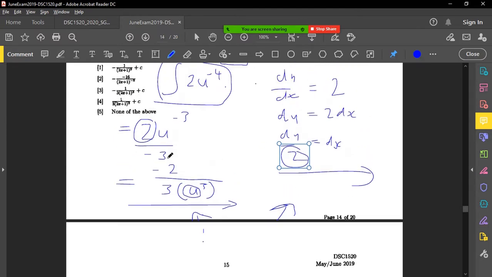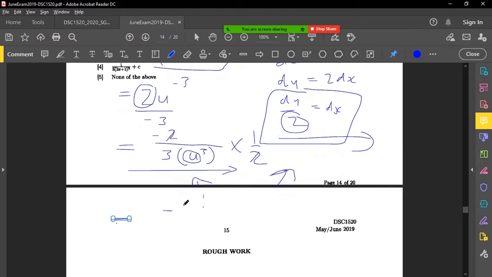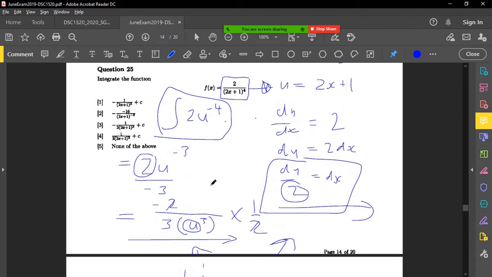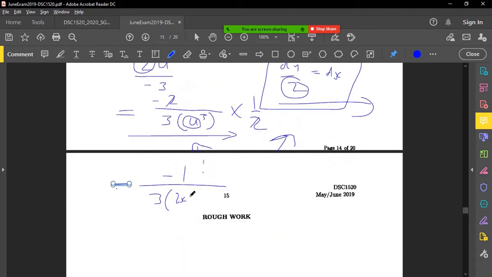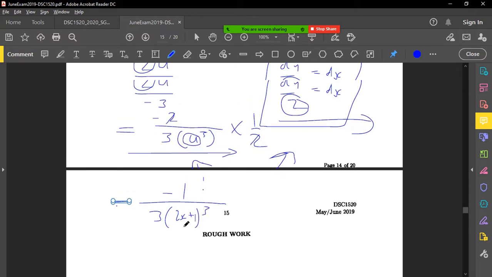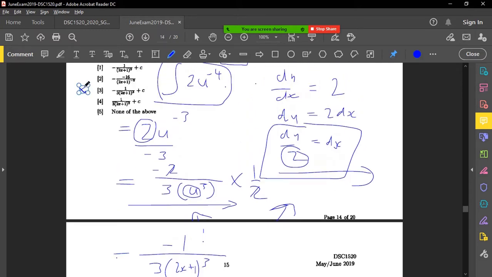Because basically I'm just multiplying this, timesing it by 1 over 2. Cancel, cancel. Answer minus 1 over 3 u, what is u? 2x plus 1, to the 3. See? Yep. That's all.